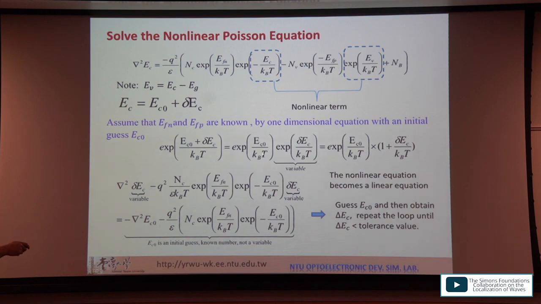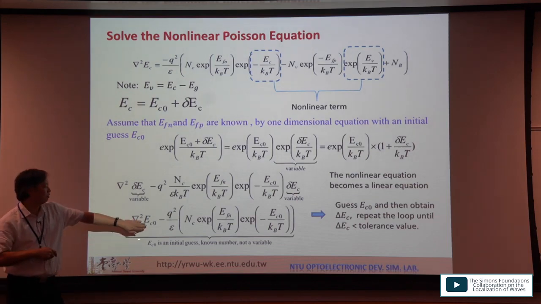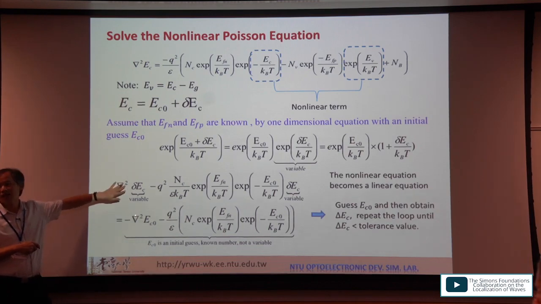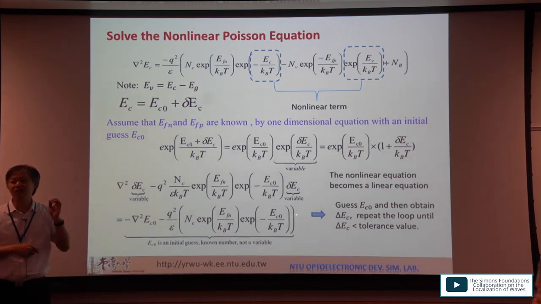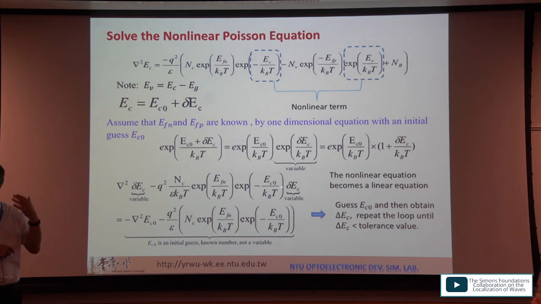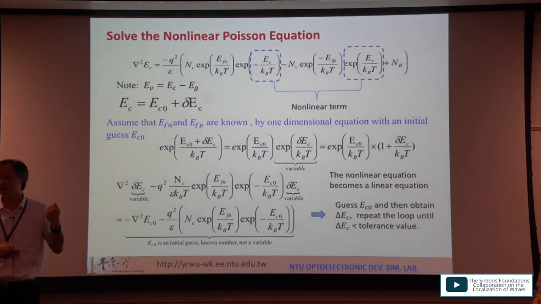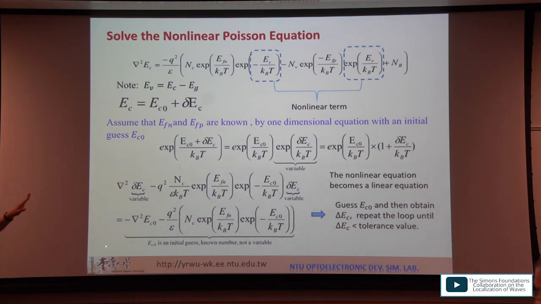If EC is a good guess, then delta EC should be small. So exponential delta EC can be taken with a Taylor expansion, and originally we wanted to solve EC, but now we don't solve EC, we solve delta EC. If your EC0 is a good assumption, then this equation changes from a nonlinear equation to a linear equation. But you need to solve iteratively. That's a difficulty in solving the Poisson equation. You can find that not many students can finish this part, and you will make a lot of mistakes in this code.